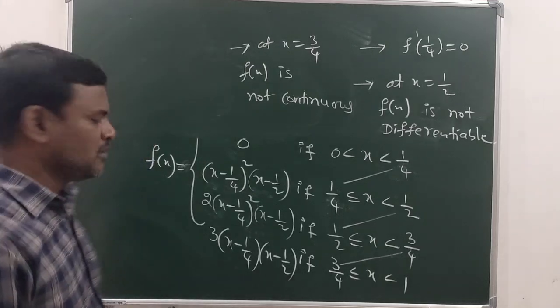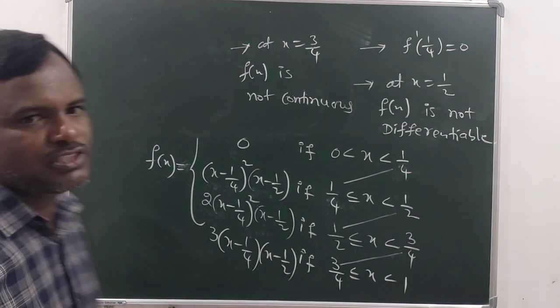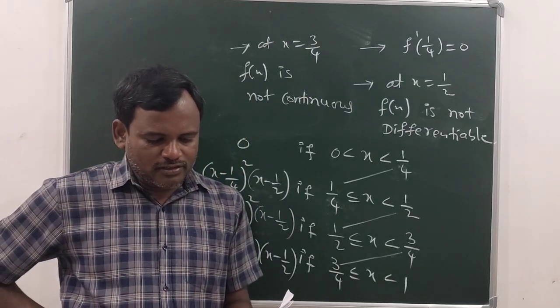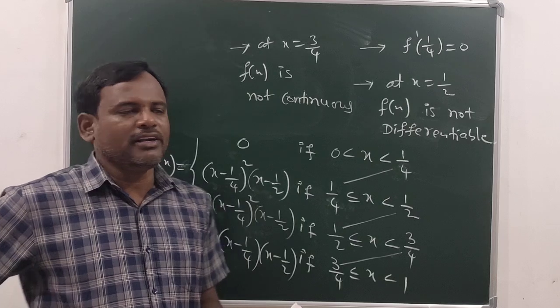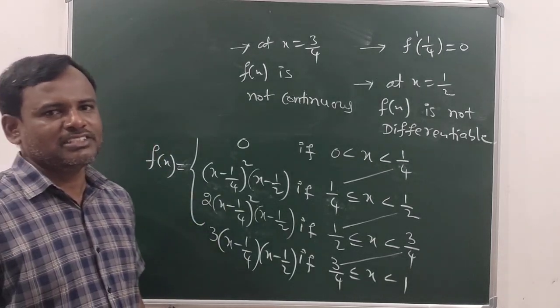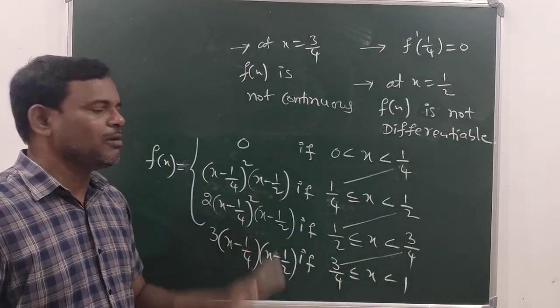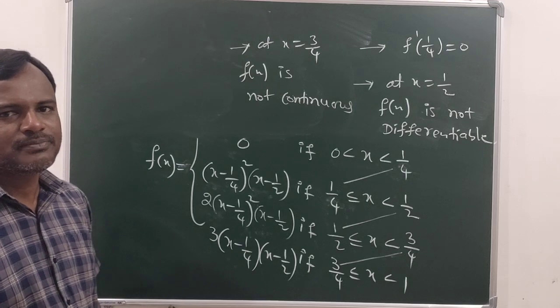Not continuous. Okay? So like this you have to check and go to the options. Which option is correct? What is the first option? The function f of x is discontinuous exactly at one point in 0 to 1. Yes, the first option is correct. Why is it correct? Because at 3 by 4 the function is not continuous. At all the remaining points, this function is continuous.